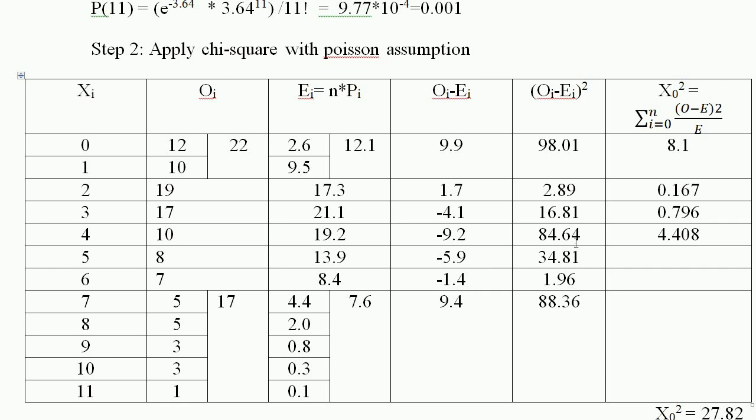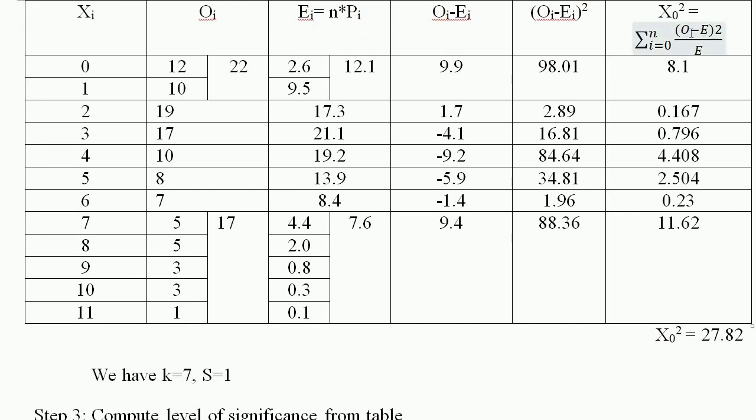Next value you will get 4.408. Again next, 34.81 divided by 13.9. So you will get 2.504. Again here, 1.96 divided by 8.4, you will get 0.23. 88.36 divided by 7.6, so you will get 11.62. X naught square is the summation, so add all these values, and we will get x naught square equal to 27.82.